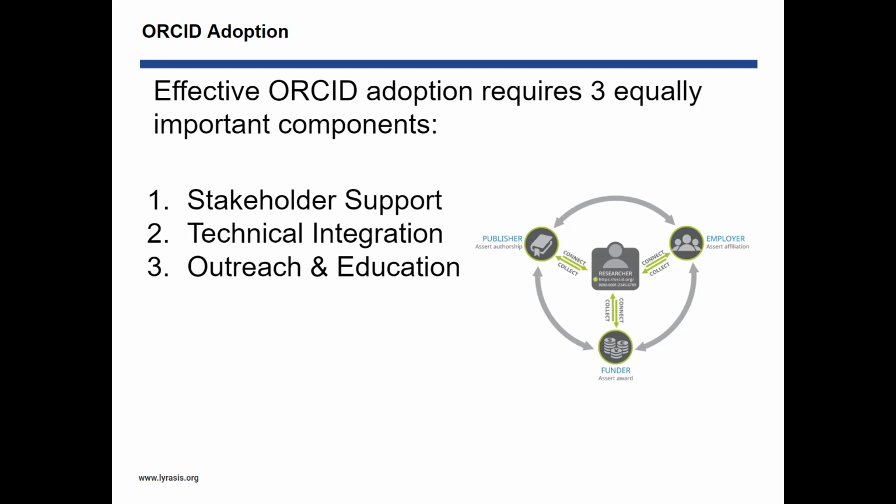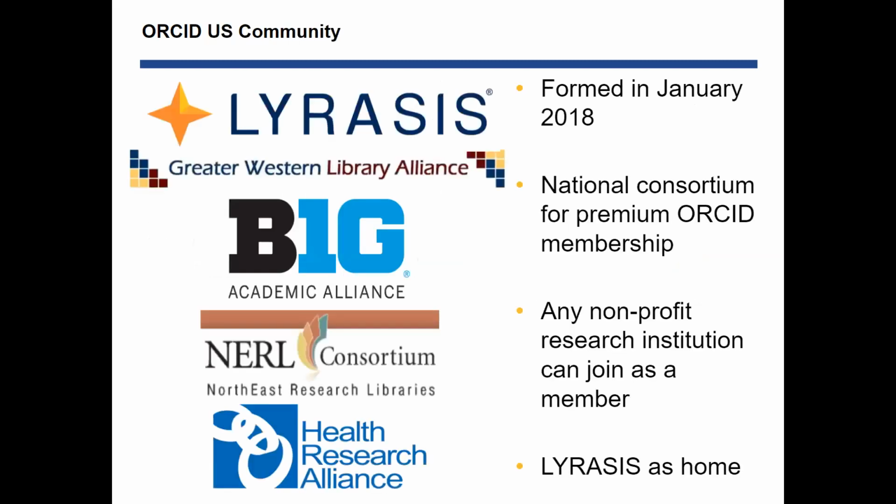And this is especially crucial because researchers are central to the ORCID system. So in the United States, we have a national ORCID consortium for research institutions called the ORCID US Community. This consortium was formed in January of 2018 when Lyrasis, the Big Ten Academic Alliance, the Northeast Research Libraries, and the Greater Western Library Alliance all joined forces to form a national partnership for ORCID membership. Lyrasis is serving as the administrative home for this consortium.